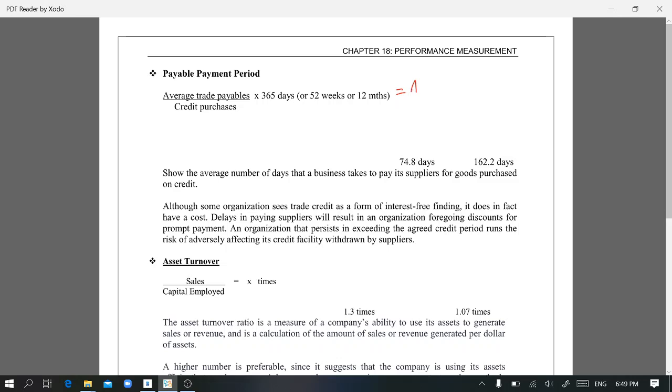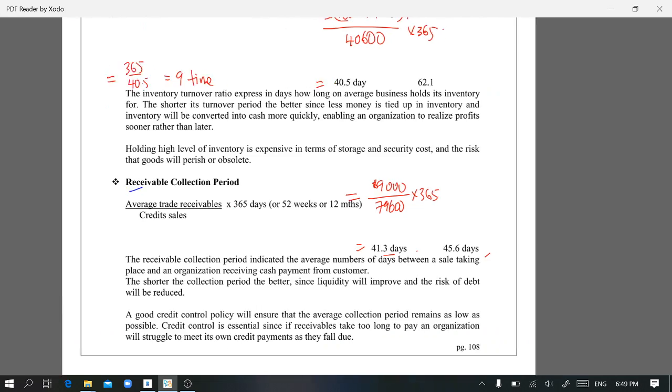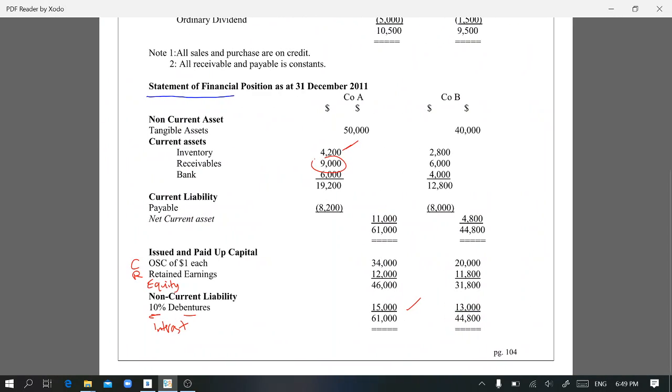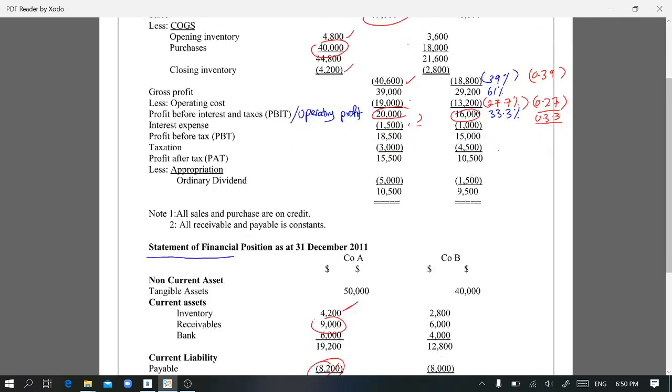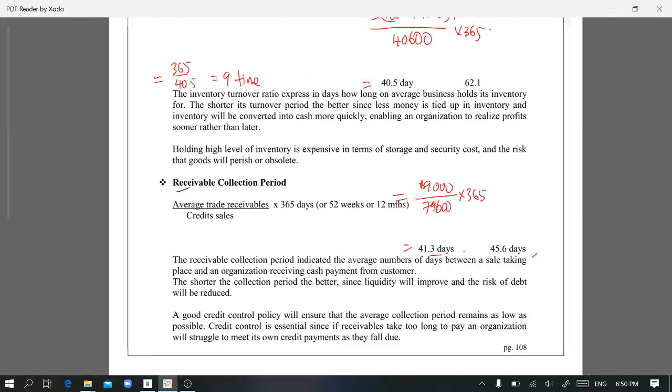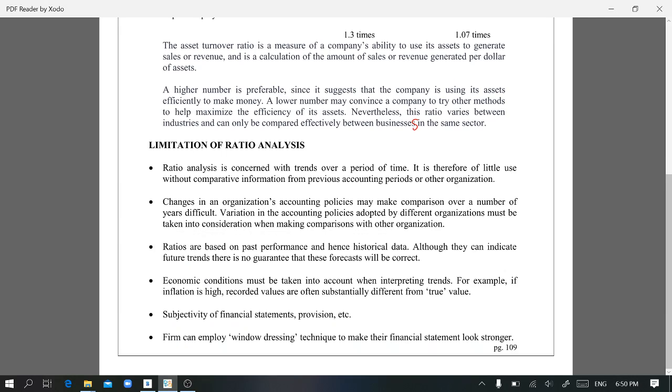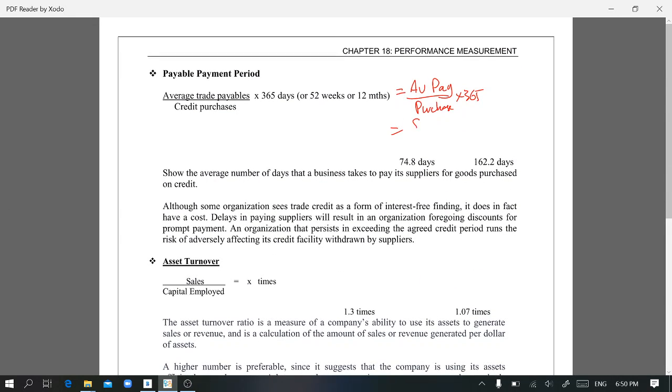Payable starts with average payable, divided by purchase, times 365. There is no opening, so you can't find the average. We take closing. Closing is 8,002 divided by purchase. Purchase is 40,000. So 8,000 to 40,000, times 365. Today you buy, and you take about 2 months plus to pay. Company B takes about 5 months plus to pay.